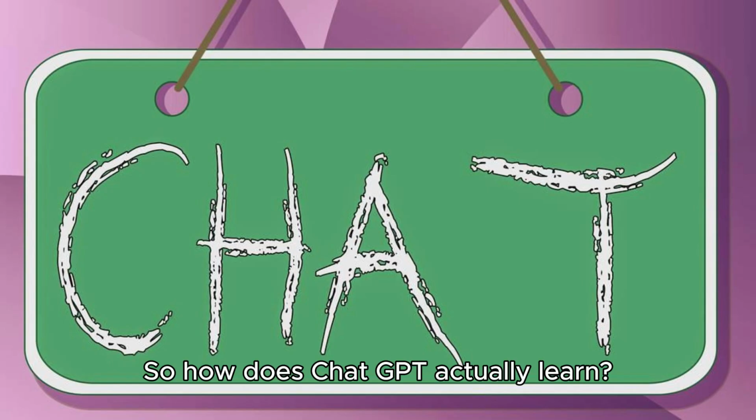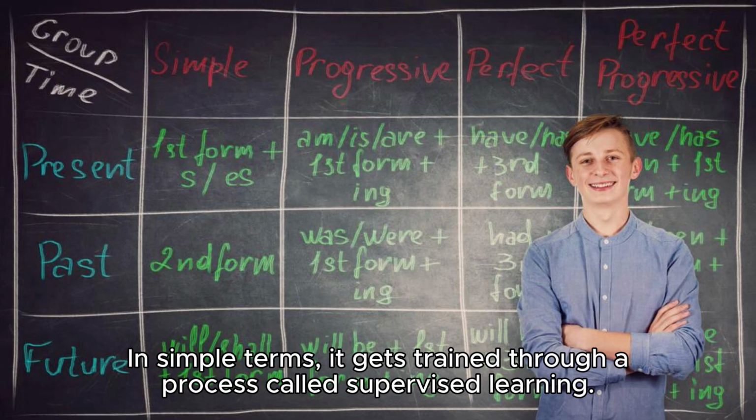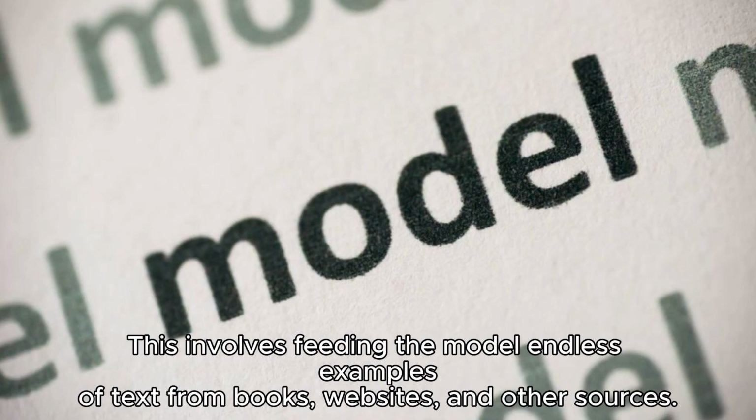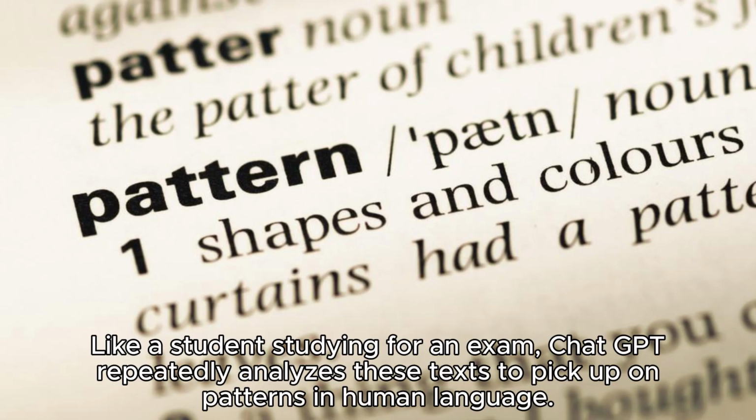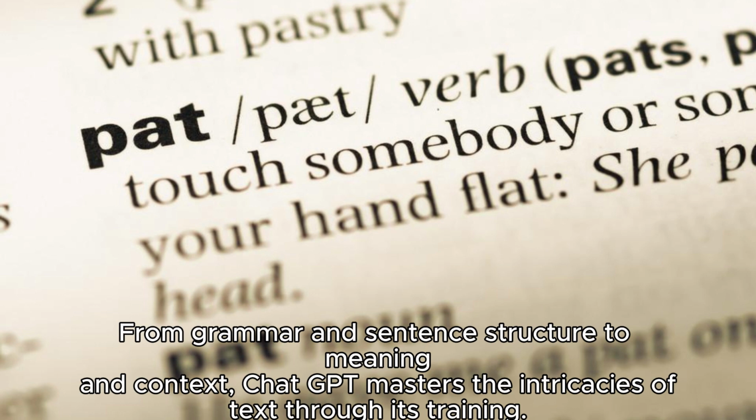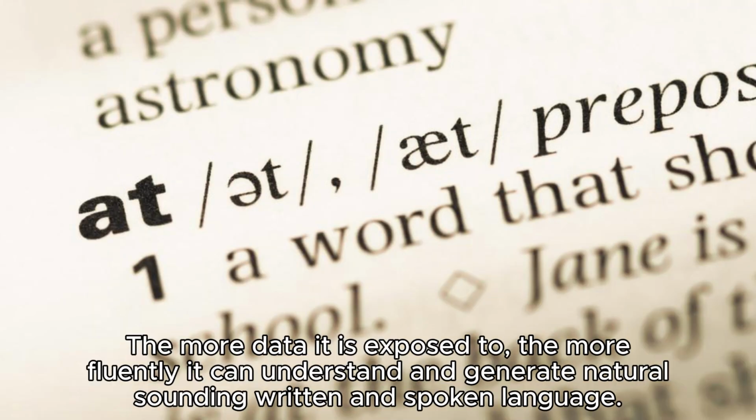So how does ChatGPT actually learn? In simple terms, it gets trained through a process called supervised learning. This involves feeding the model endless examples of text from books, websites, and other sources. Like a student studying for an exam, ChatGPT repeatedly analyzes these texts to pick up on patterns in human language. From grammar and sentence structure to meaning and context, ChatGPT masters the intricacies of text through its training. The more data it is exposed to, the more fluently it can understand and generate natural-sounding written and spoken language.